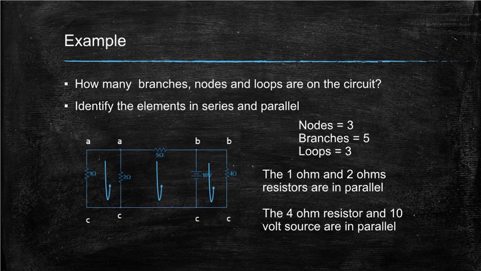To find which elements are in parallel, find 2 or more elements that are connected to the same 2 nodes. There are 2 sets of elements in parallel. The 1 ohm and 2 ohm resistors are in parallel and are connected to node B and C. The 4 ohm resistor and 10 volt source are in parallel and are connected to node A and C. Since we are only looking at the base circuit, no elements are in series. When we get to resistor manipulation, that will be a different story. Moving on.